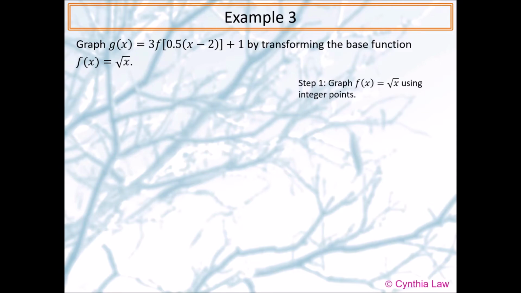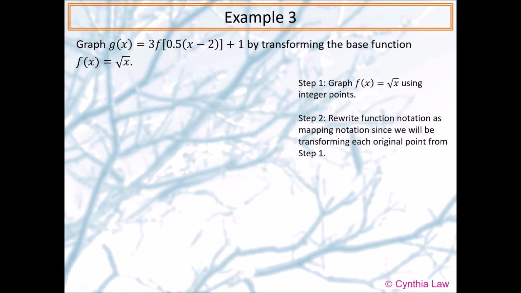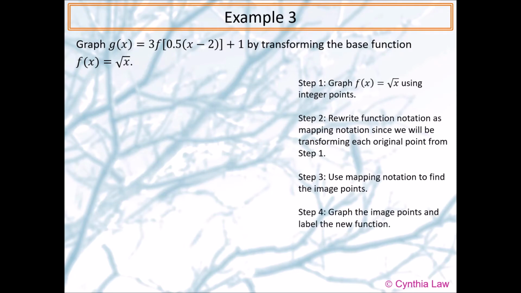So step 1, we're going to graph the base function using integer points. Step 2, we're going to rewrite the function notation as mapping notation so that we can transform each individual point to get the image points. And then step 3, we're going to use mapping notation to actually find the image points. And then lastly, we will graph these image points and then label the new function.